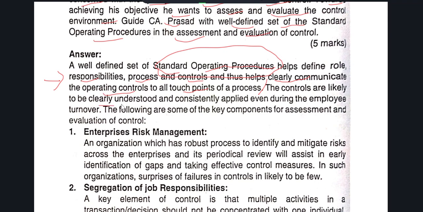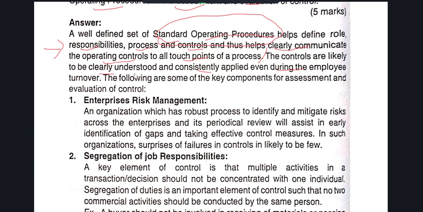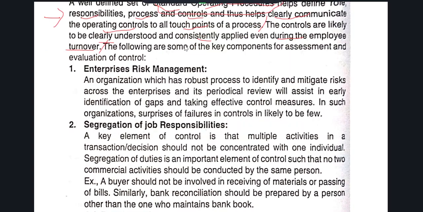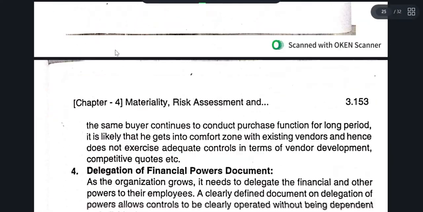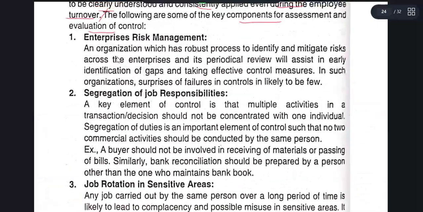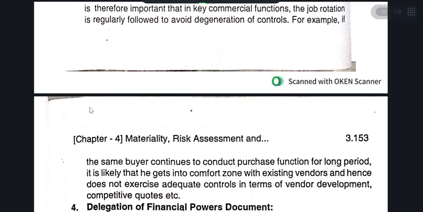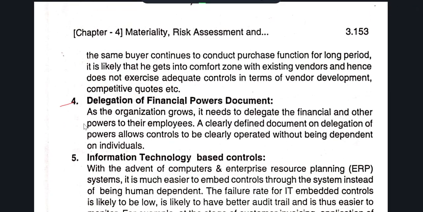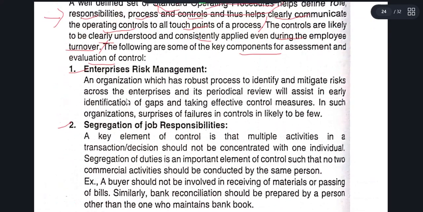The controls are likely to be clearly understood and consistently applied, even during employee turnover. So when they have the standard operating procedure, even if employees are changed or promoted, the controls will stay there. Following are some of the key components of assessment and evaluation of control. There are five components: enterprise risk, segregation of job responsibility, job rotation in sensitive areas, delegation of financial powers document, and information technology based controls.